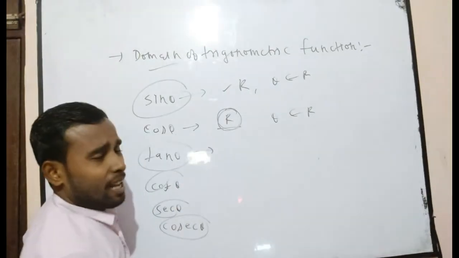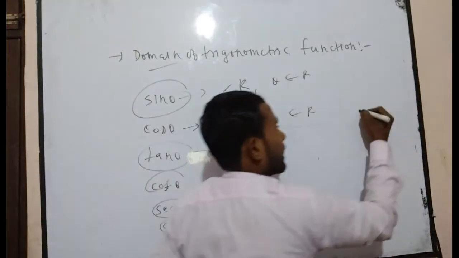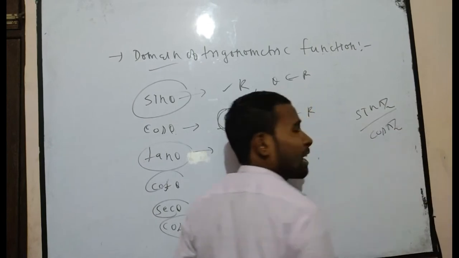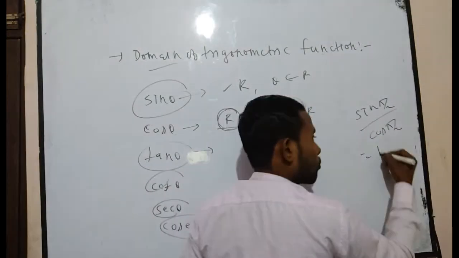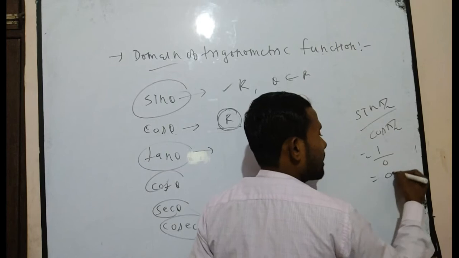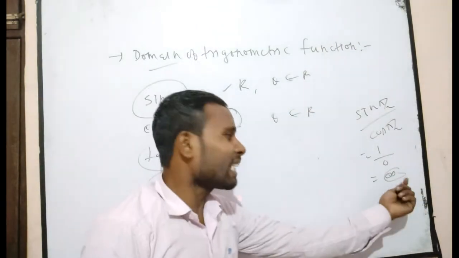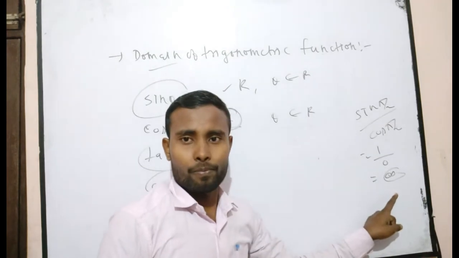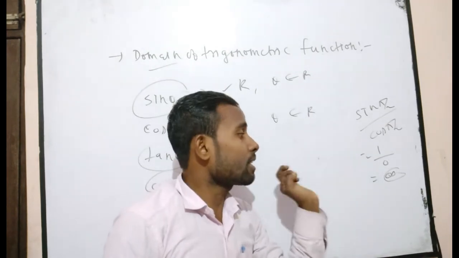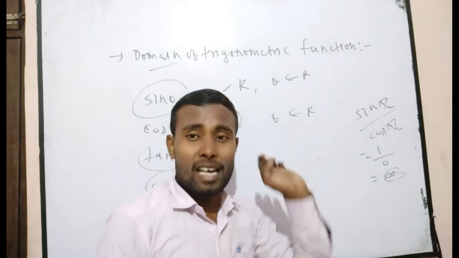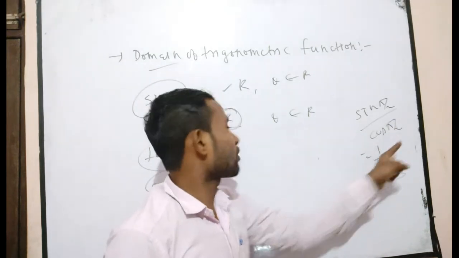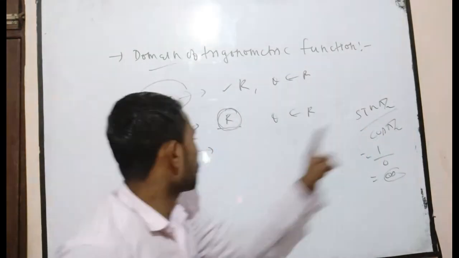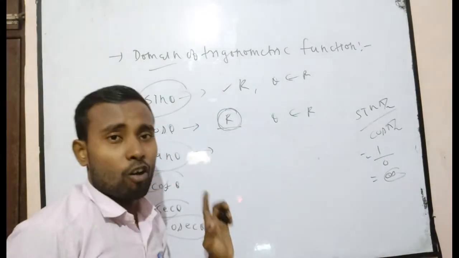In tan theta, suppose you take sin pi by 2 by cos pi by 2, can you determine its value? As you know, sin pi by 2 is equal to 1, but cos pi by 2 is equal to 0. That gives infinity. But infinity is not an element of real numbers. It is a very large number, but it is not an element of real numbers. That means in the case of pi by 2, tan theta is not defined. That means definitely pi by 2 doesn't come in the domain of tan theta.